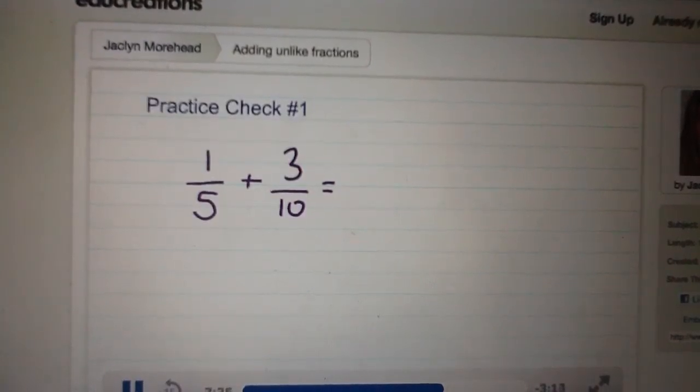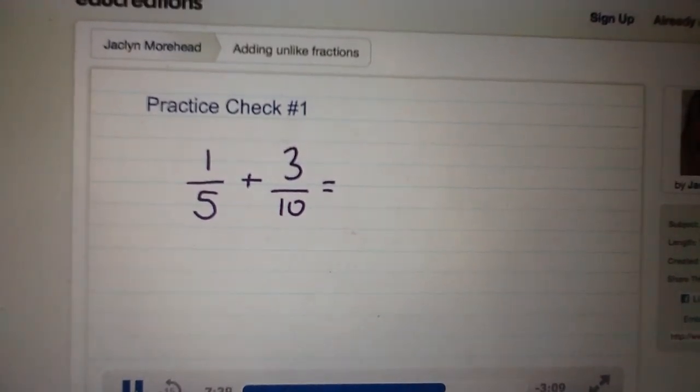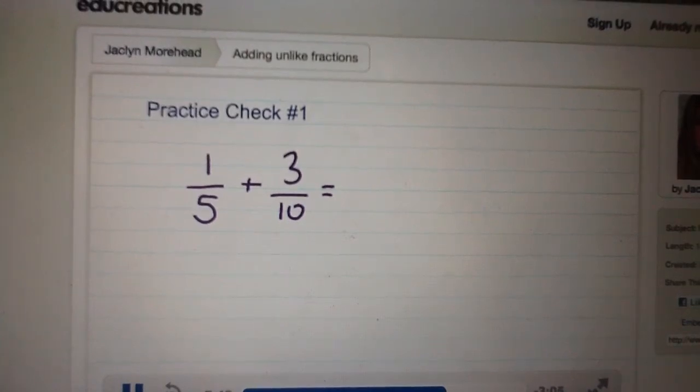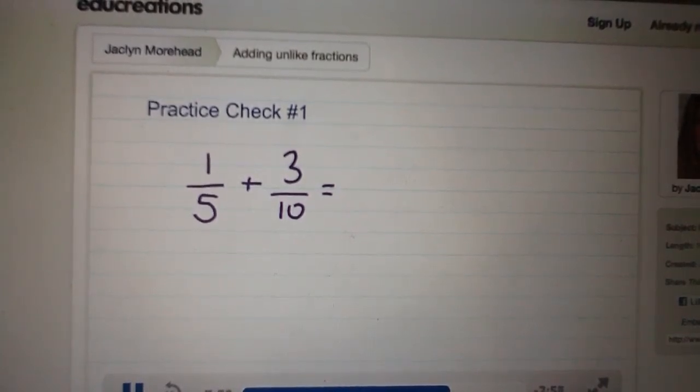Here is your first practice check. 1/5 plus 3/10. You can use either method you prefer. It is up to you. Pause the video while you work it out. All right, I'm going to give the answer away, so if you're not ready, then pause it.